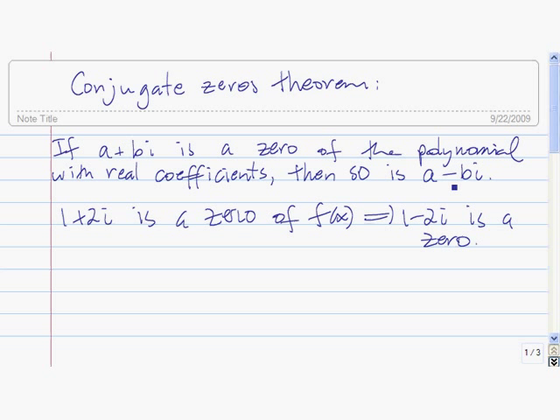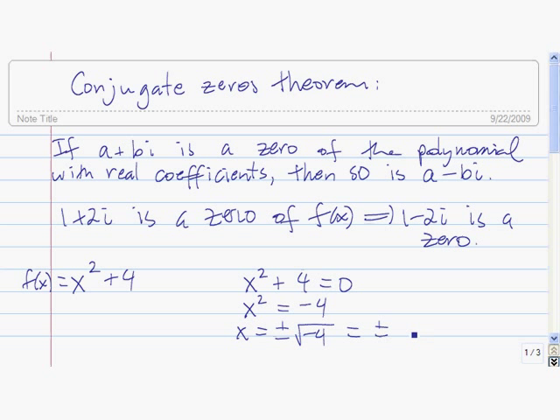Okay, let's take a look at a more concrete example. So x squared plus 4. Let this be our function. To find the zeros of f of x equals x squared plus 4, I set x squared plus 4 equal to 0. So that tells me that x squared is equal to negative 4. So the zeros are x equals plus or minus the square root of negative 4, which is plus or minus 2i. So the zeros of this are 2i and negative 2i, which are complex conjugates.